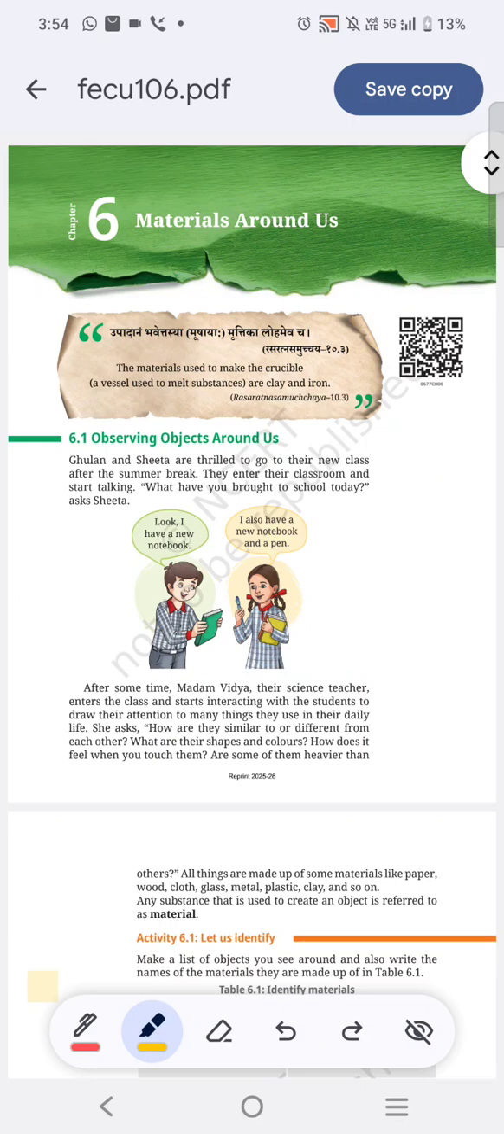Students, today we are going to start with the next chapter, which is chapter 6, Materials Around Us. The textbook name is Curiosity.